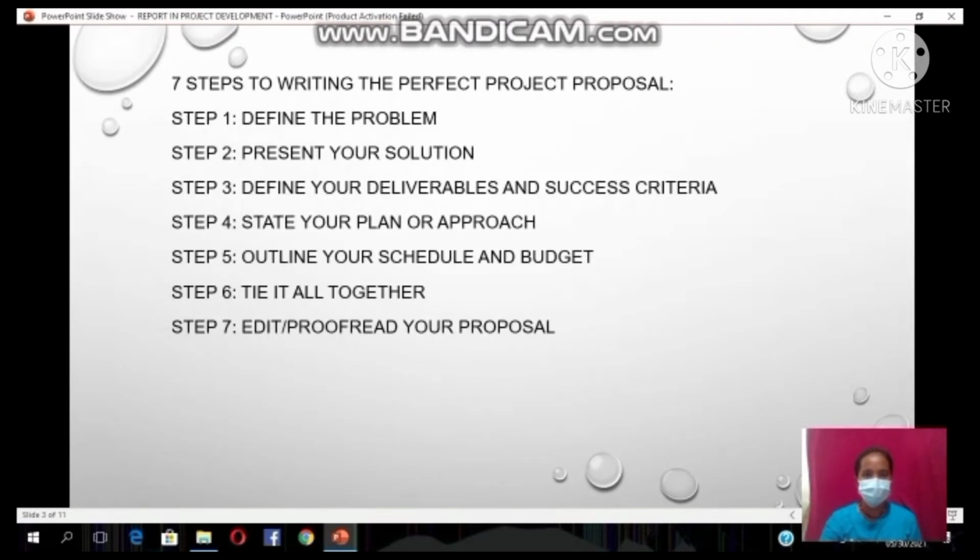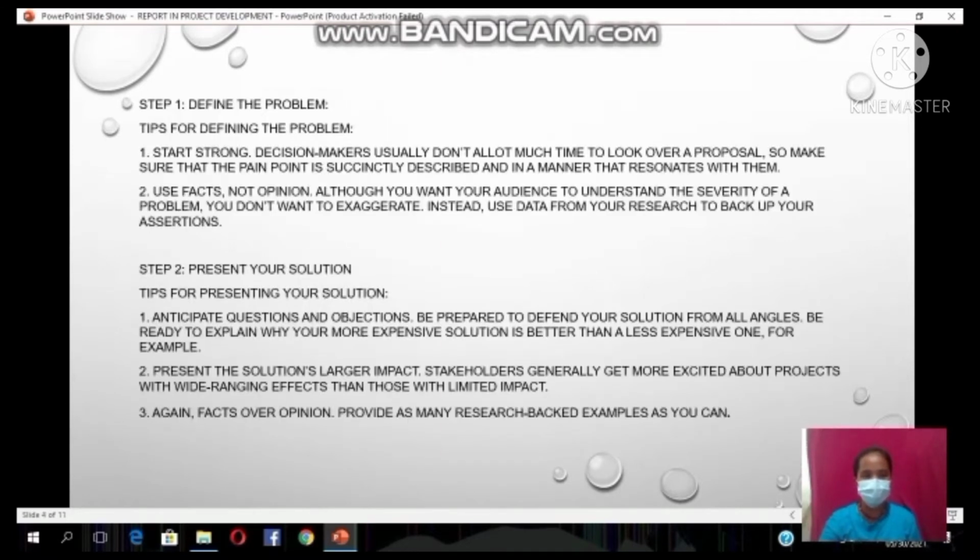Seven steps to writing the perfect project proposal. Step 1. Define the problem. Step 2. Present your solution. Step 3. Define your deliverables and success criteria. Step 4. State your plan or approach. Step 5. Outline your schedule and budget. Step 6. Tie it all together. And last, edit and proofread your proposal.